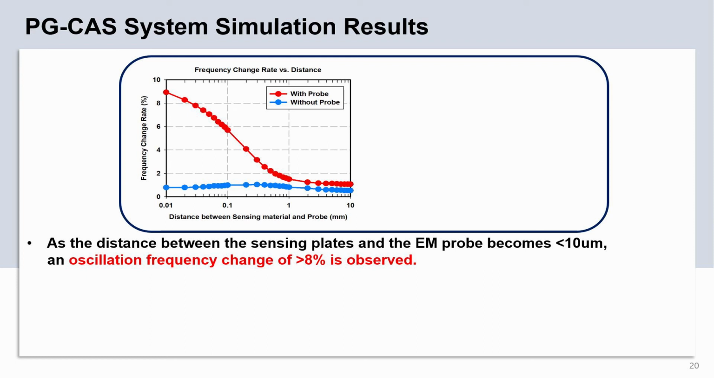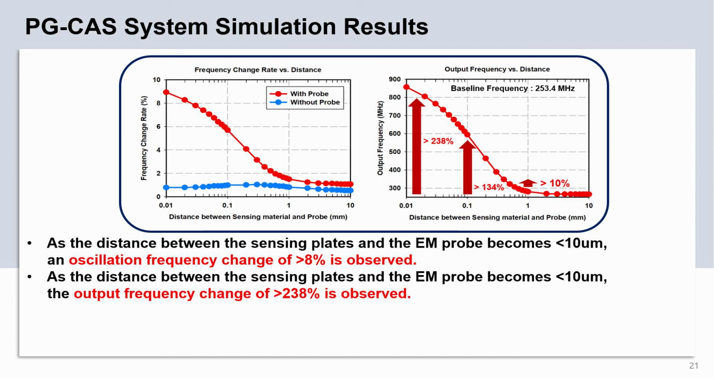Here is the simulation result of EM side channel analysis attack detection circuit and systems. This graph shows the simulated oscillation frequency change rate before down conversion. As the distance between the sensing plate and the EM probe becomes under 0.01 mm, an oscillation frequency change of over 8% is observed compared to the baseline.